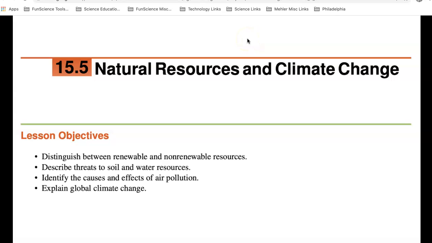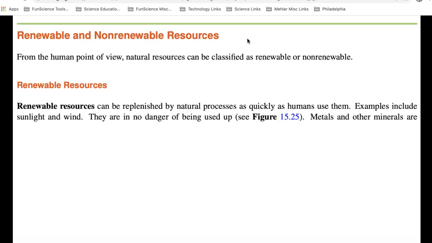Hello and welcome to section 15.5. This will be the last section in our STEM Challenge course, and we hope you've enjoyed it. We're going to talk about natural resources and climate change in our last section.